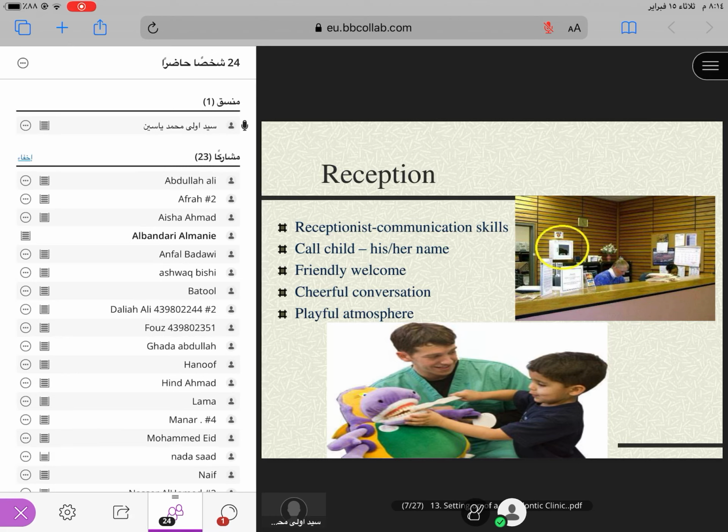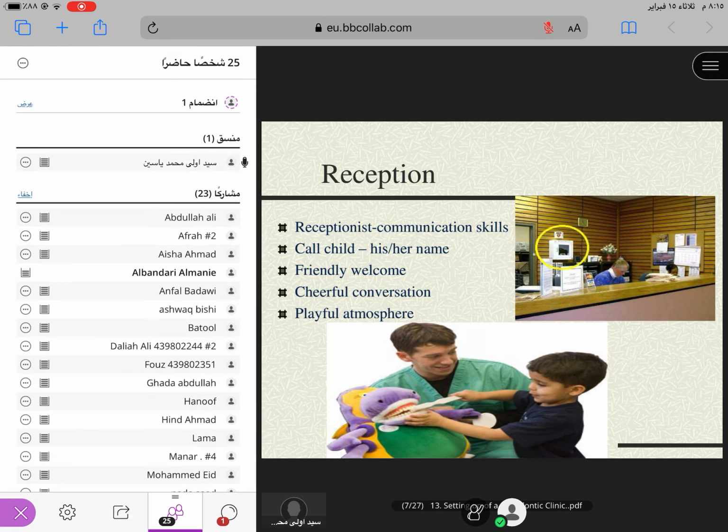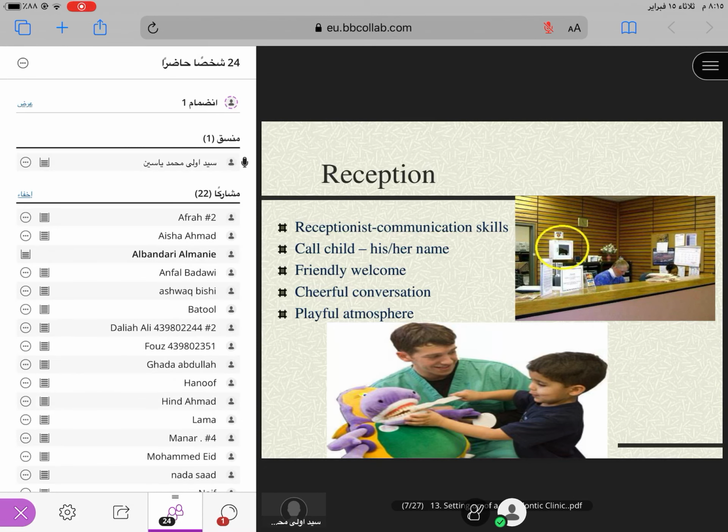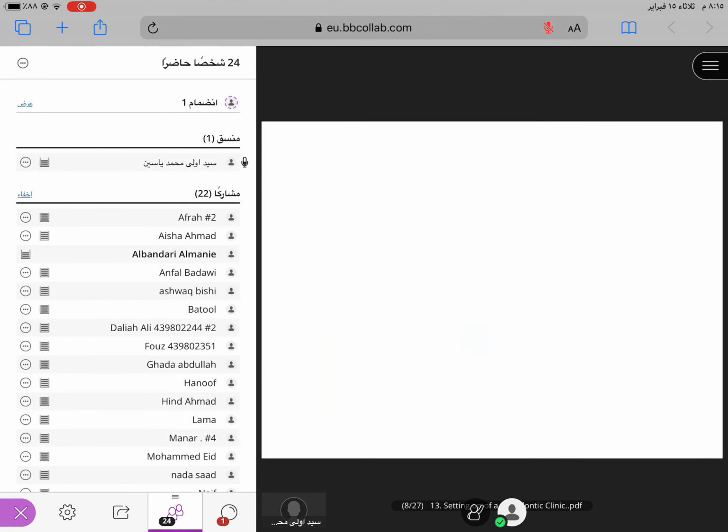Okay, hence if a friendly welcome is done, a cheerful conversation and a playful atmosphere of greeting a child gives the child a positive mindset, and she or he doesn't feel that they are brought for any punishment, so that the job of the pediatric dentist or the clinician becomes easier. So this should be kept in mind when you're planning a setup.